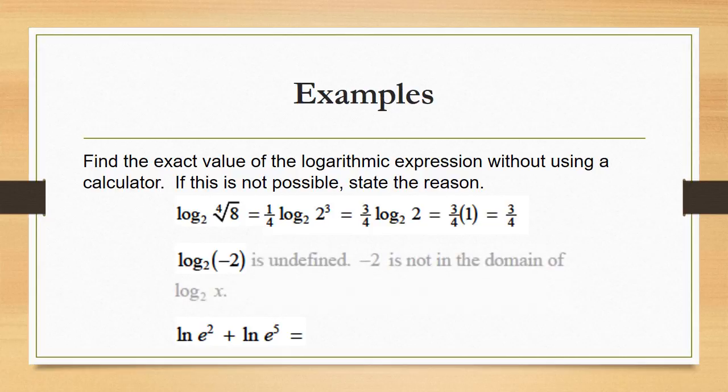The second one cannot be done because you can't raise 2 to a power and get -2. And then finally, with this last one, we're going to reverse our rule. They're split apart by addition. We're going to mush them together. Actually, no, we're not. Sorry.